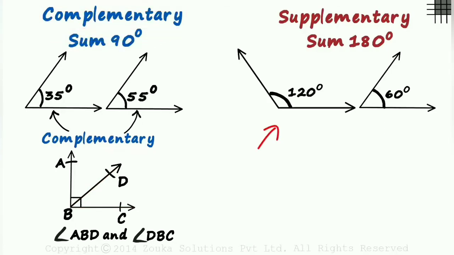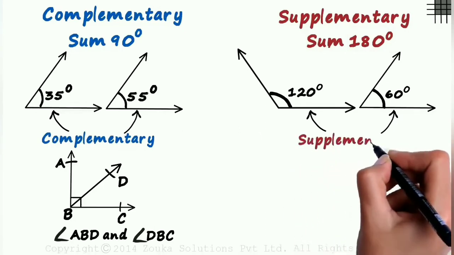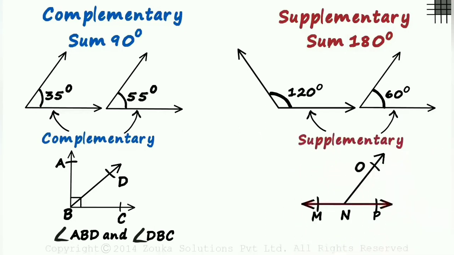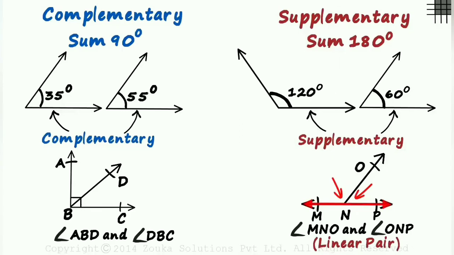Here's another pair of angles. 120 plus 60 is 180 degrees, which makes them supplementary. And this figure, in which line MP is a straight line, also has supplementary angles. Angle MNO and angle ONP are supplementary. Notice that these two angles are supplementary as well as adjacent. Adjacent angles which are supplementary form something called a linear pair. The two adjacent angles form a line.